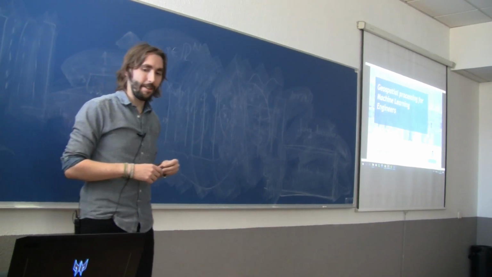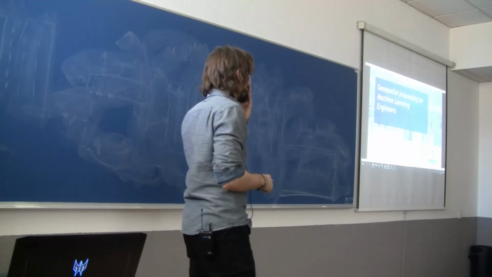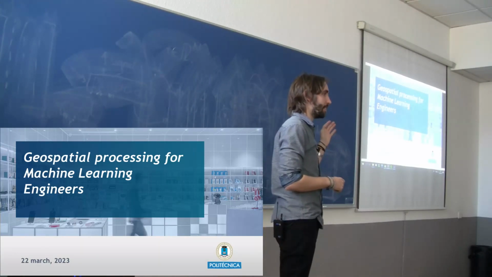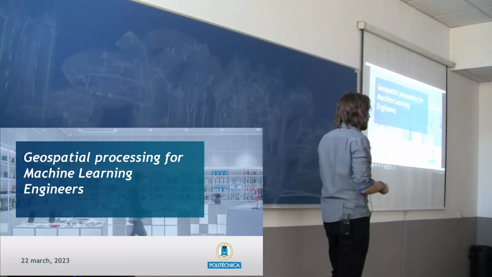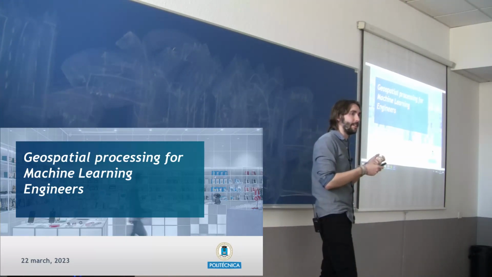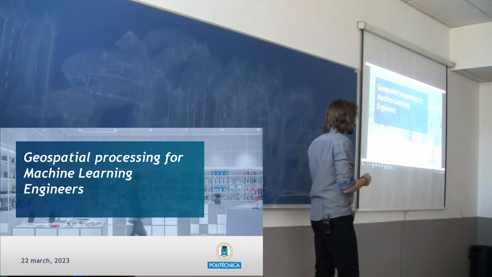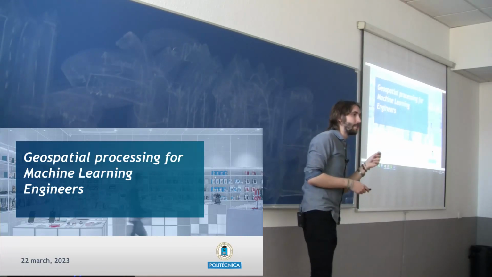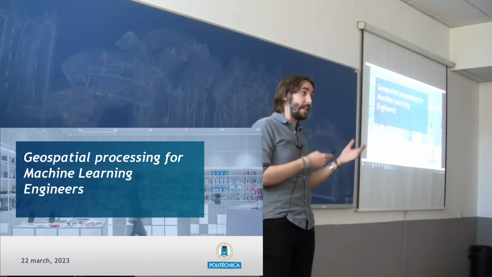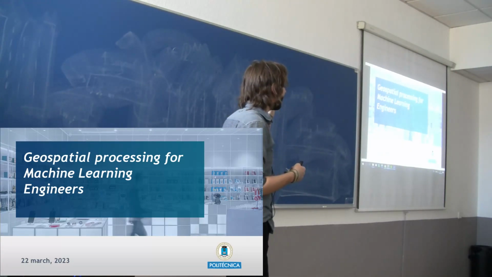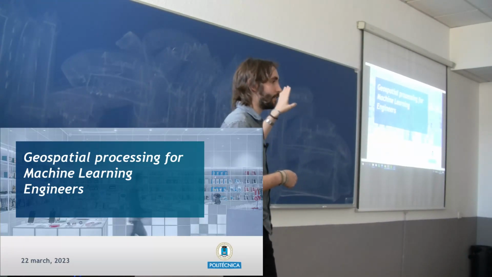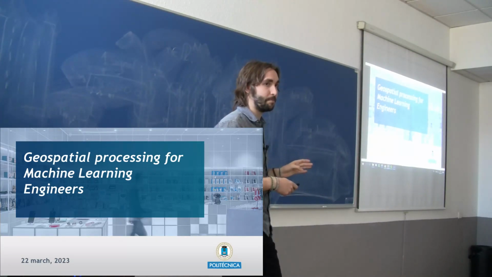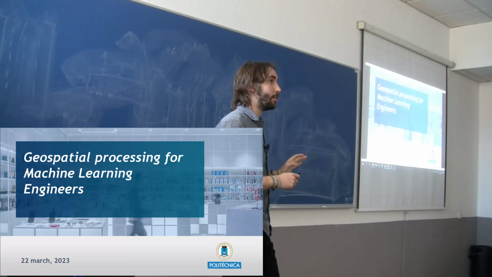Okay, so today we are going to talk about geospatial processing for machine learning engineers. I know this is not a hot topic like artificial intelligence, but it is very interesting because it is a different way to understand data. We always look at static data, sometimes at time series, but we don't really get to analyze geospatial data, which is also a different way in which we should treat the data. So this is what we are going to do today.